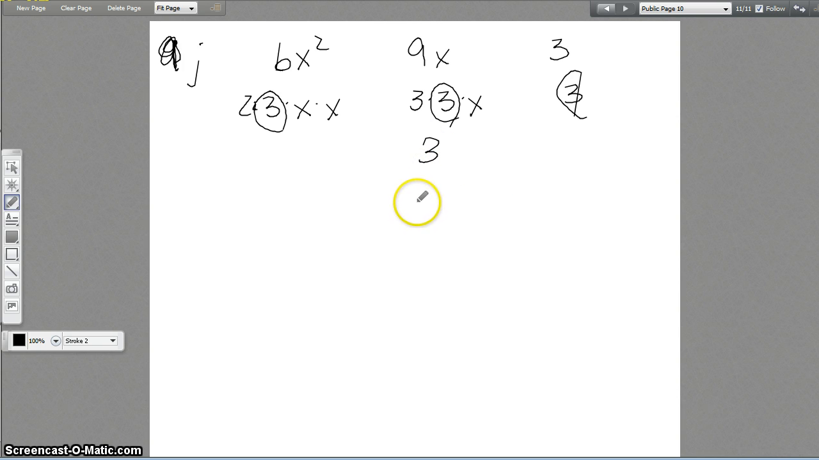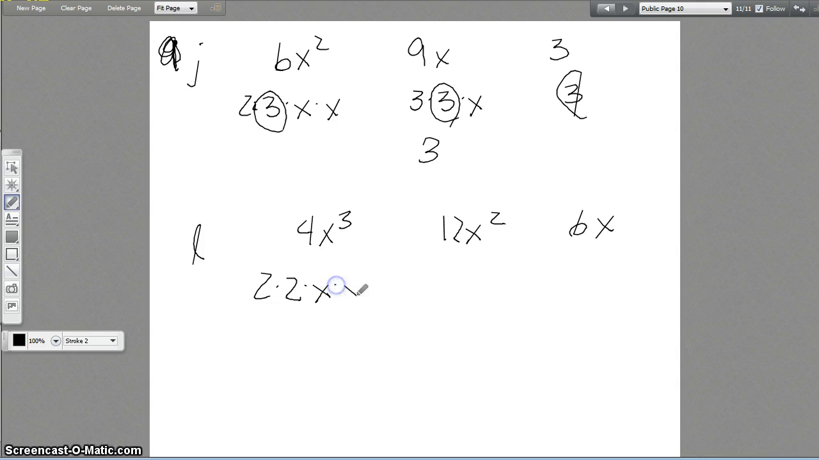And the last one we're going to look at is part L. Part L has the numbers 4x cubed, 12x squared, and then 6x. So 4x cubed we can write as 2 times 2 times x times x times x. 12x squared we can write as 2 times 2 times 3 times x times x. And then 6x is 2 times 3 times x.